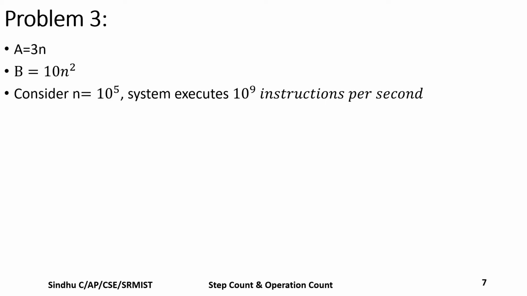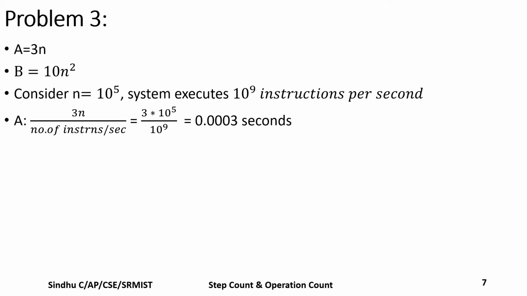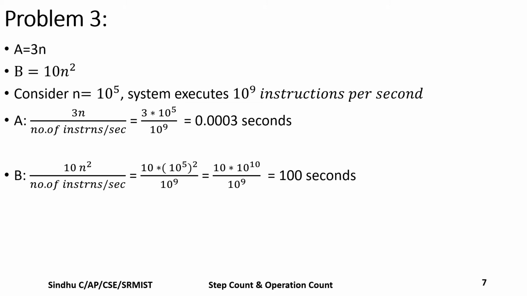Now here we have to consider a scenario where n is equal to 10 power 5 and the system executes 10 power 9 instructions per second. So considering the first algorithm, we know that A is 3n. So 3n divided by the number of instructions per second, which is 3 divided by 10 power 9, into n's value, which is 10 power 5. So it is 0.0003 seconds.